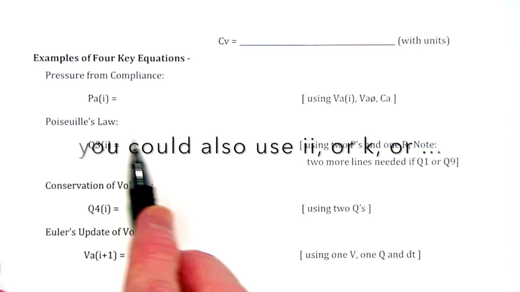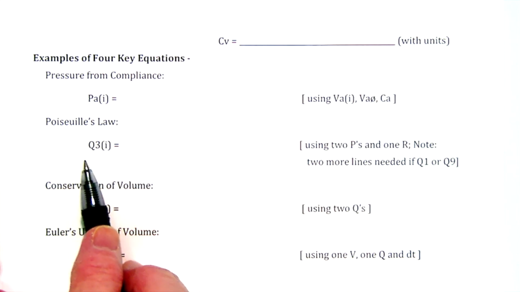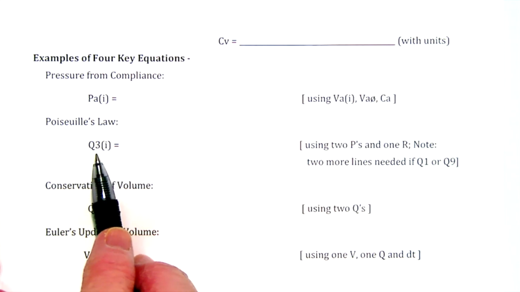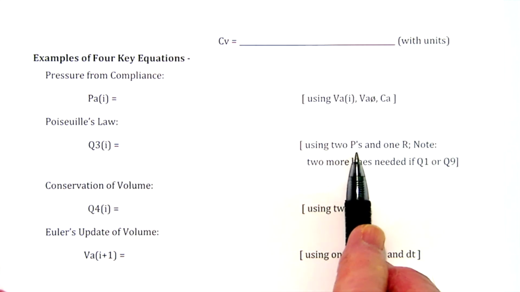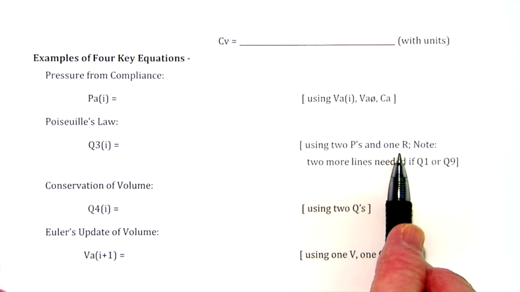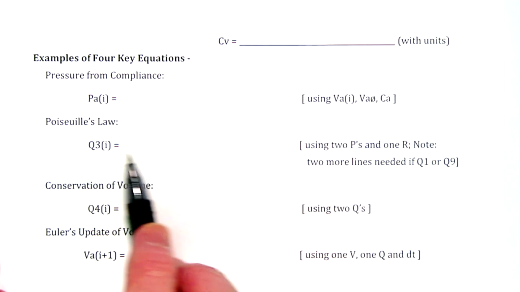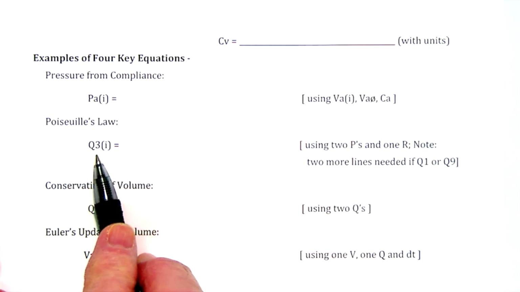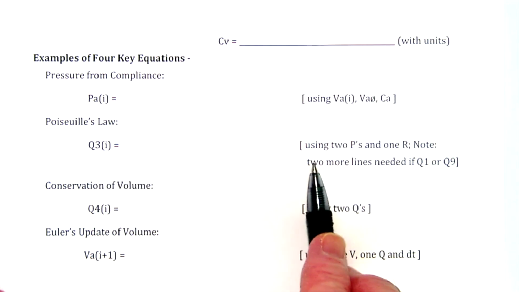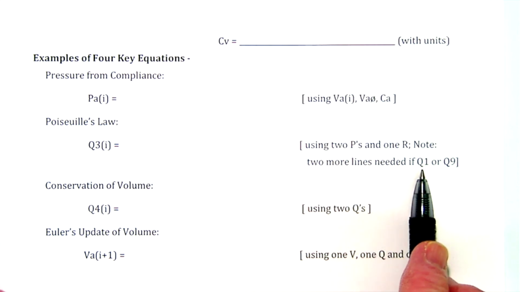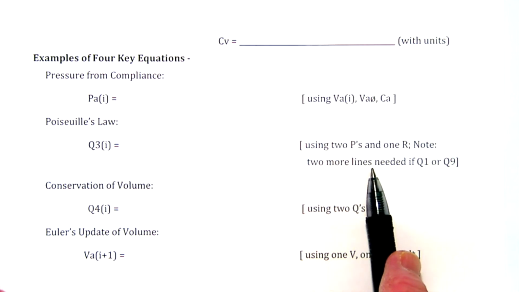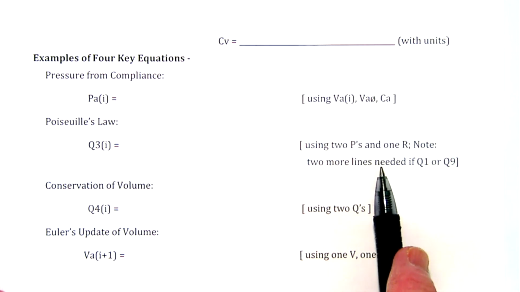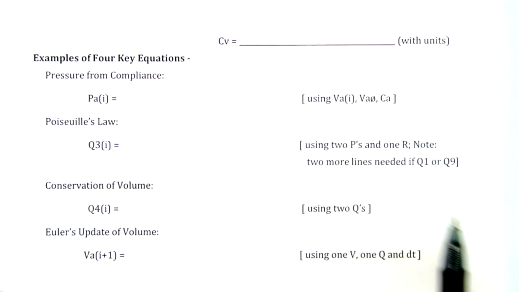Going on, let's use Poiseuille's law, the simple Poiseuille's law, to find out an equation for Q3. This will use 2 pressures. You have to put in the subscripts here, and 1 resistance. Note that if we had one of the flows that was in line with a valve, we'd need a couple of more lines. Q1 and Q9 are in line with a valve, so they're going to add some if statements. And that's going to add a couple extra lines in this section of Poiseuille's law.